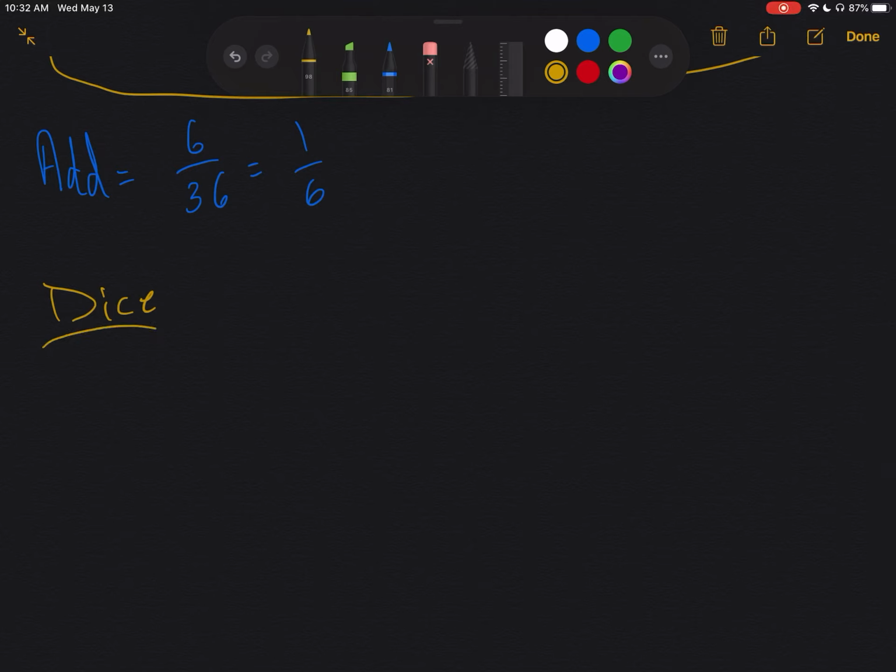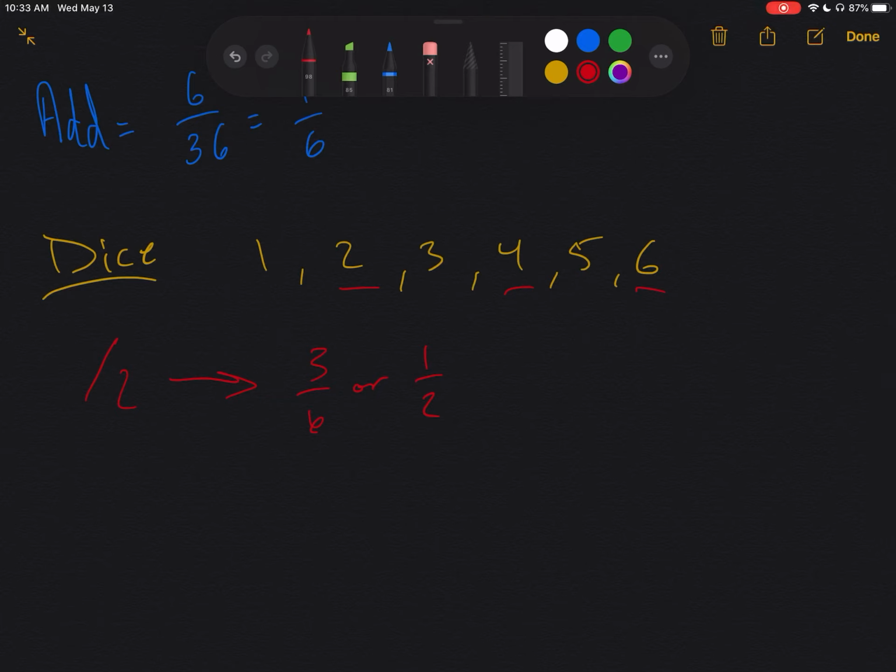So what are the chances that I roll a number that is divisible by 2? So what numbers are divisible by 2? Well, 2 is divisible by 2, 4 is divisible by 2, 6 is divisible by 2, right? That's also just the definition of an even number, but divisible by 2, I've got 3 out of 6, or 1/2.